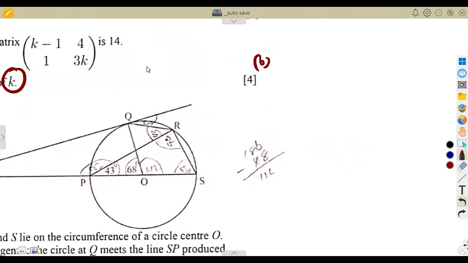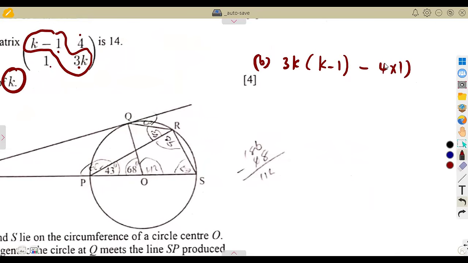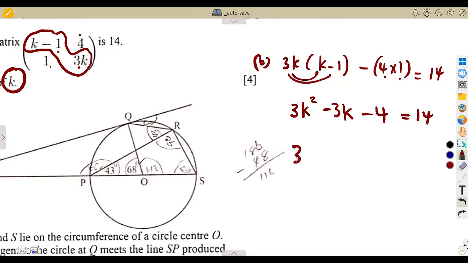Knowing that the determinant is the product of the major diagonal minus that of the minor diagonal, you're going to multiply 3K into K minus 1, minus 4 and 1. We must have the determinant that we are given of 14. Just formulate an equation. 3K times K will be 3K squared, minus 3K, minus 4 times 1, which is minus 4, is equal to 14.